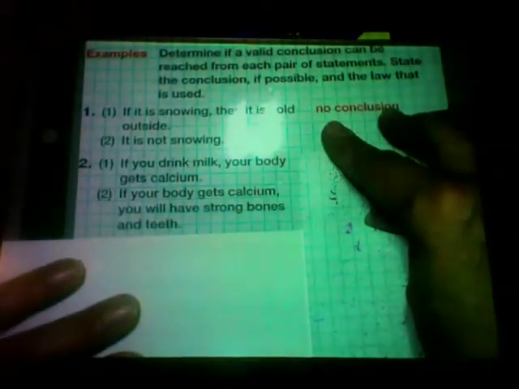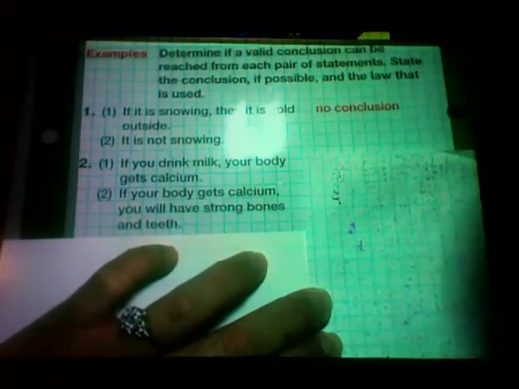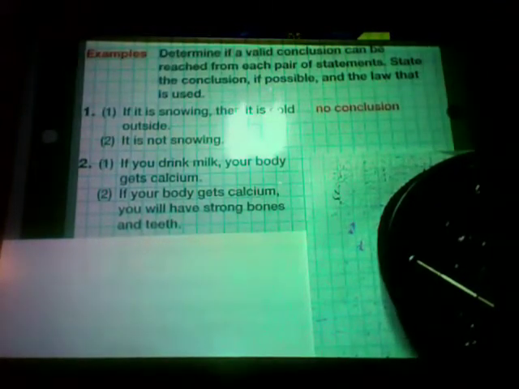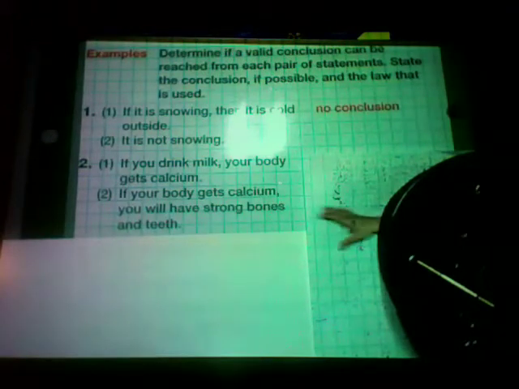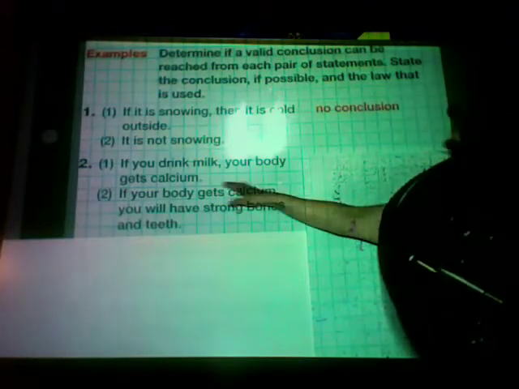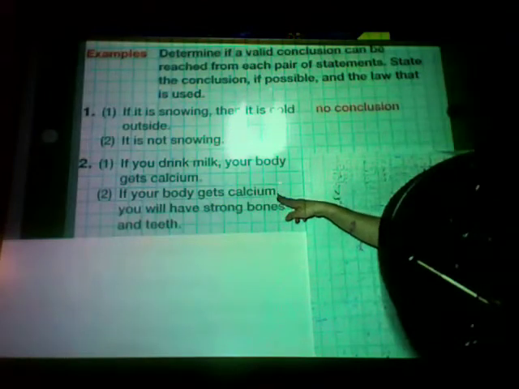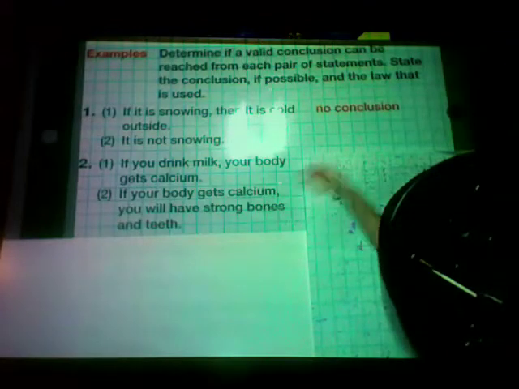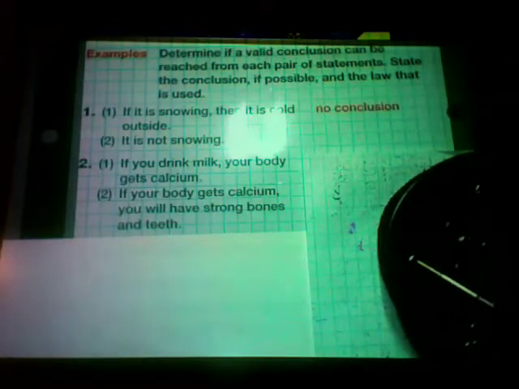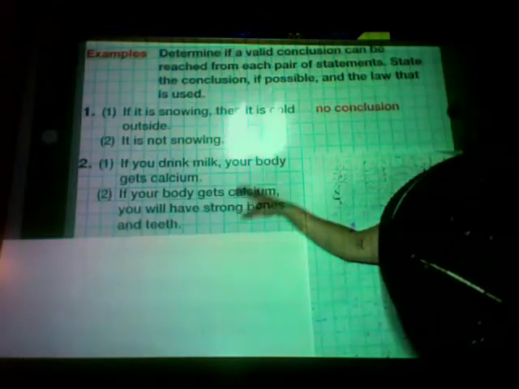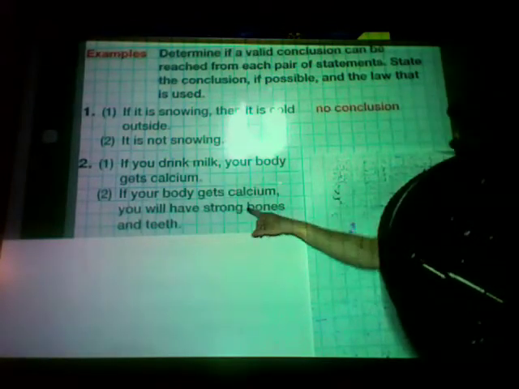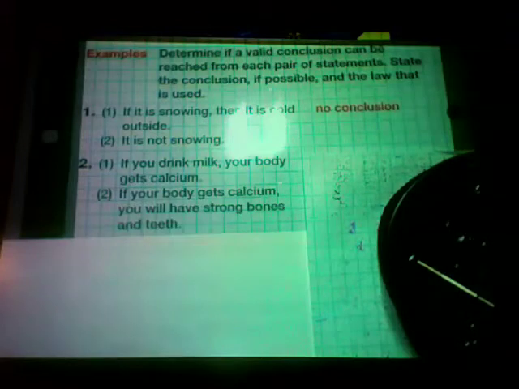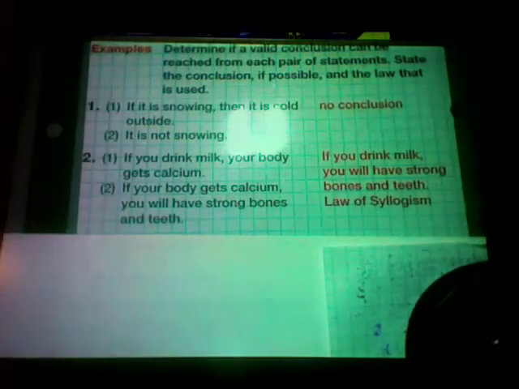Look at this one. What do you notice about this? If you drink milk, your body gets calcium. Is that a full conditional? If, then, right? Is this a full conditional? If your body gets calcium, you will have strong bones. Do you notice that what you ended up with here, you started with here? Which one gives you two full conditionals? The law of syllogism. So this is the law of syllogism. What do you conclude? Get rid of the double part. If you drink milk, you will have strong bones and teeth. Get rid of any part that's double, right?